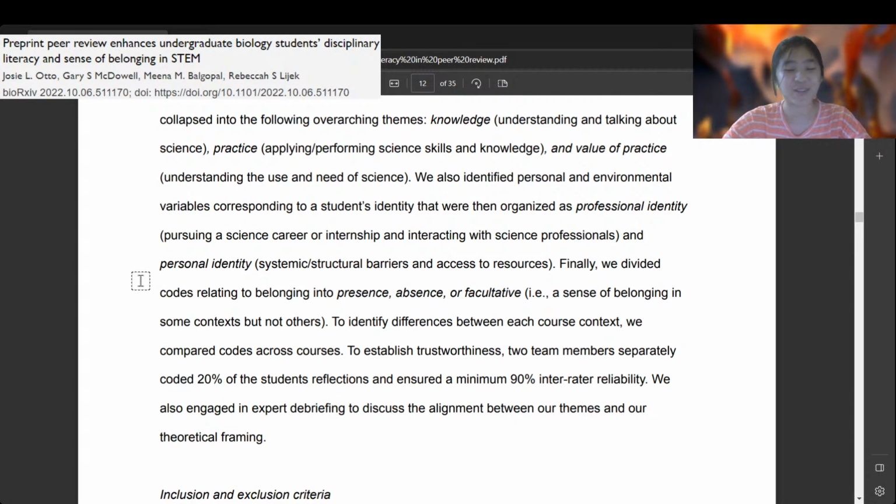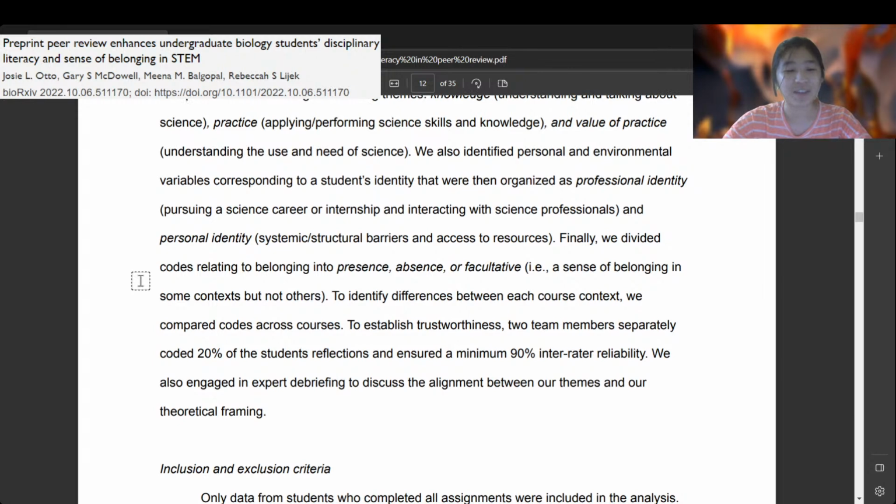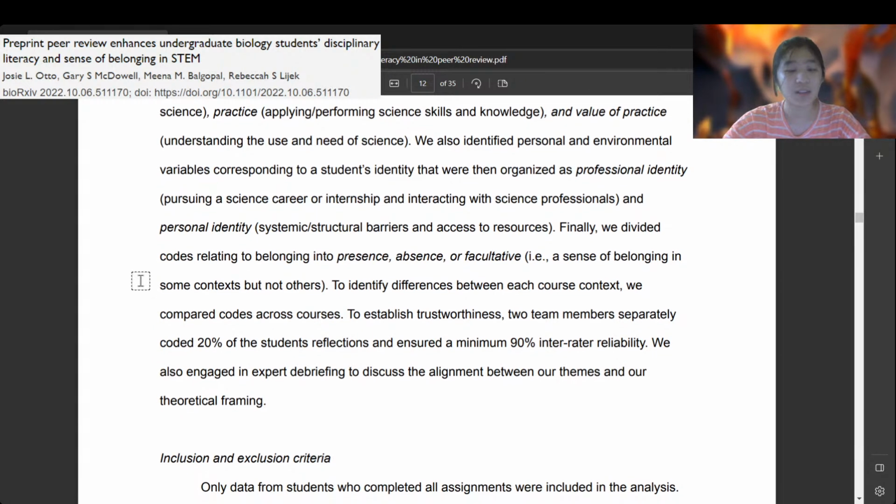Anyways, back to the research article. So finally, we divided codes or themes relating to belonging into presence, absence, or facultative, i.e. a sense of belonging in some contexts but not others. It's a weird word. I've never heard of the word facultative before this.